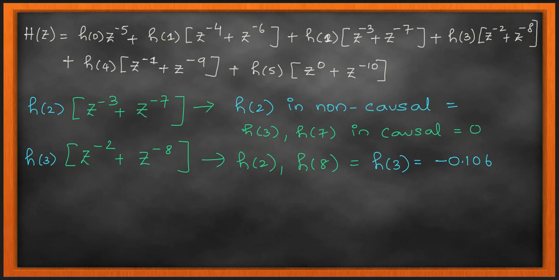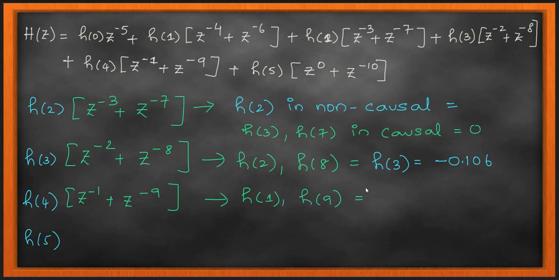So the same way, I can do it for h4 and h5: h4 will be equal to h1 and h9, and h5 will be equal to h0 and h10. And then I can put these values in and write my FIR. So my solution 1 is almost ready.